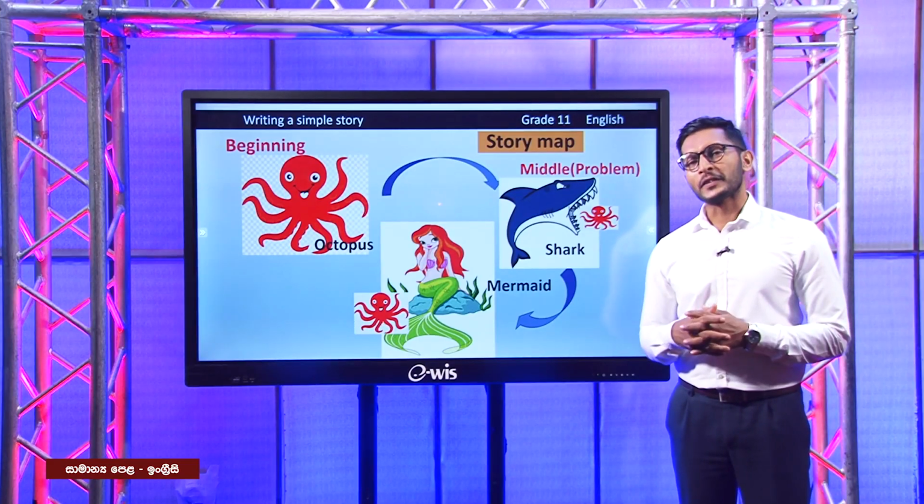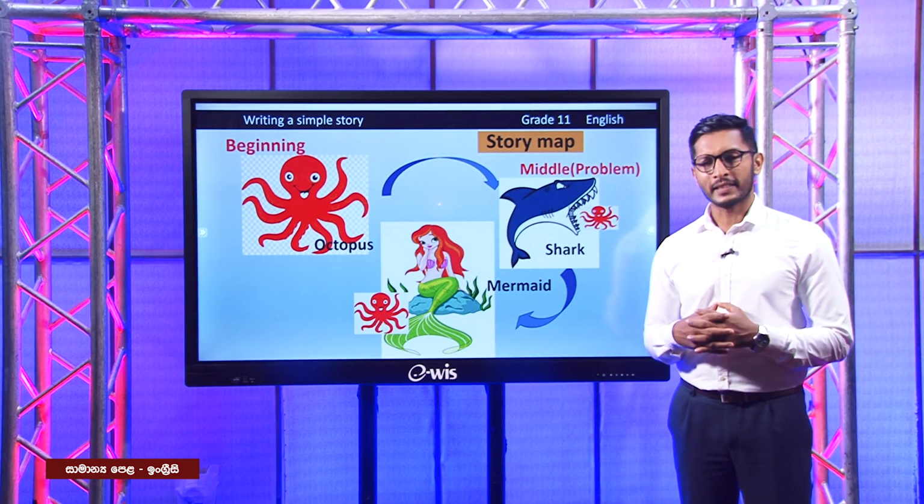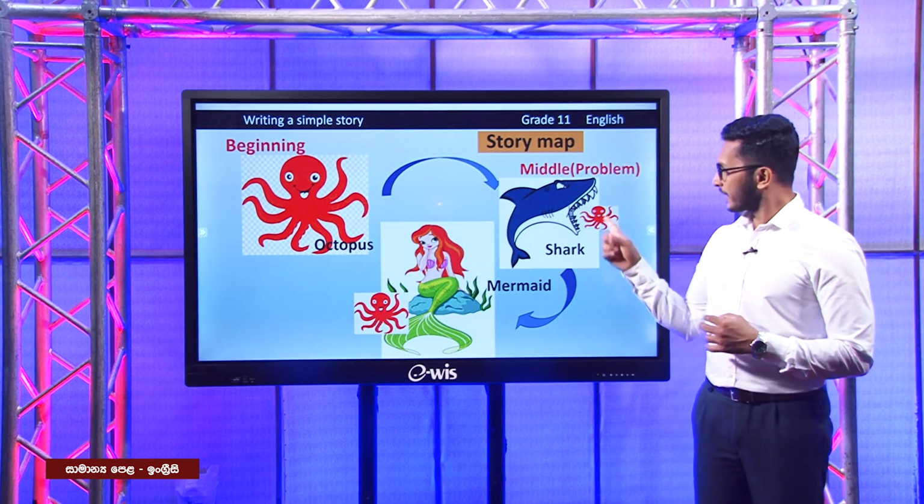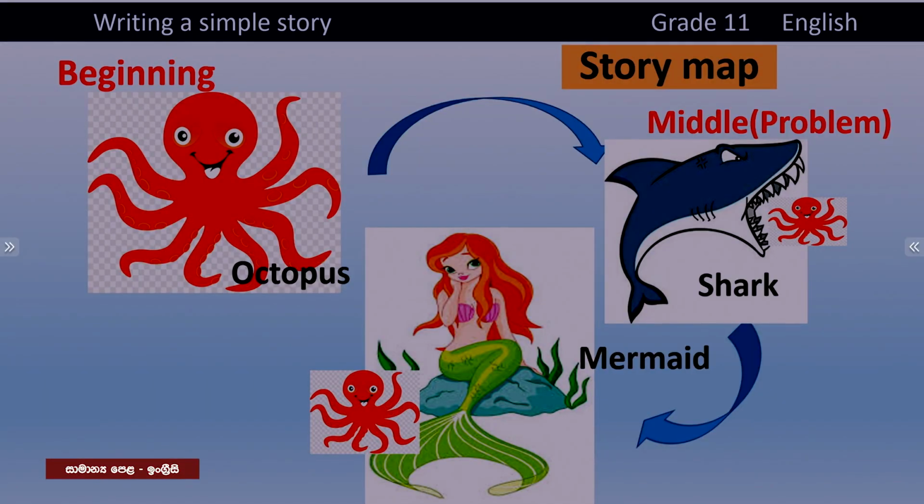You know, in life, things don't happen on a feather bed. We have to face some problems at certain times. So here again, the octopus also faces some problems. So we present it in the middle part of the story. Then we have the end section of the story.